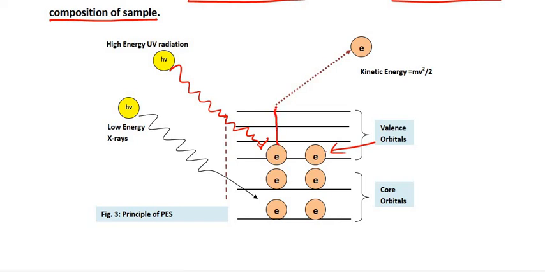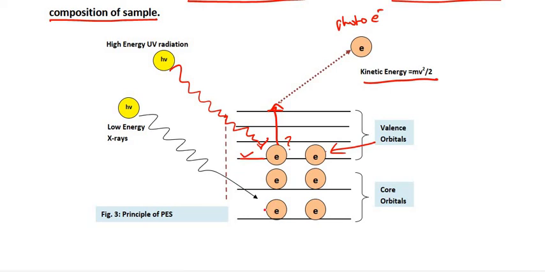The electron leaves the molecule or atom and then moves away as a photoelectron, and the kinetic energy of this photoelectron can be determined by the instrumentation. With this we are able to know the energy of this electron, or we can say that we are able to know the energy of the orbital in which the electron is present.